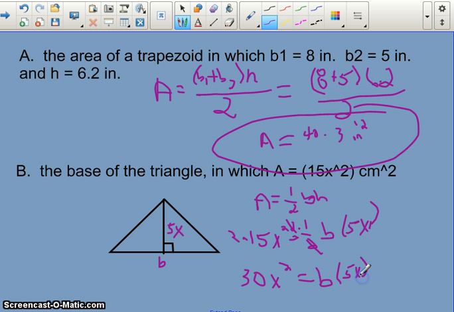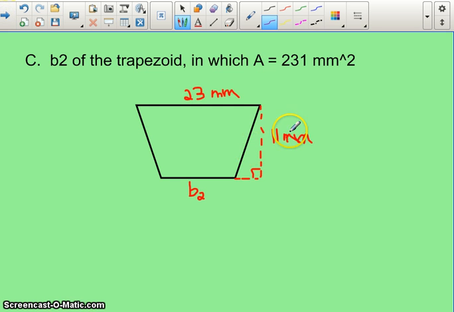So it looks like I just have to divide by 5x. So one of the x's will disappear here. The 5 will go into 30 six times. So it looks like 6x is left, and that must be equal to the base. Bam. Alright, let's roll on here.